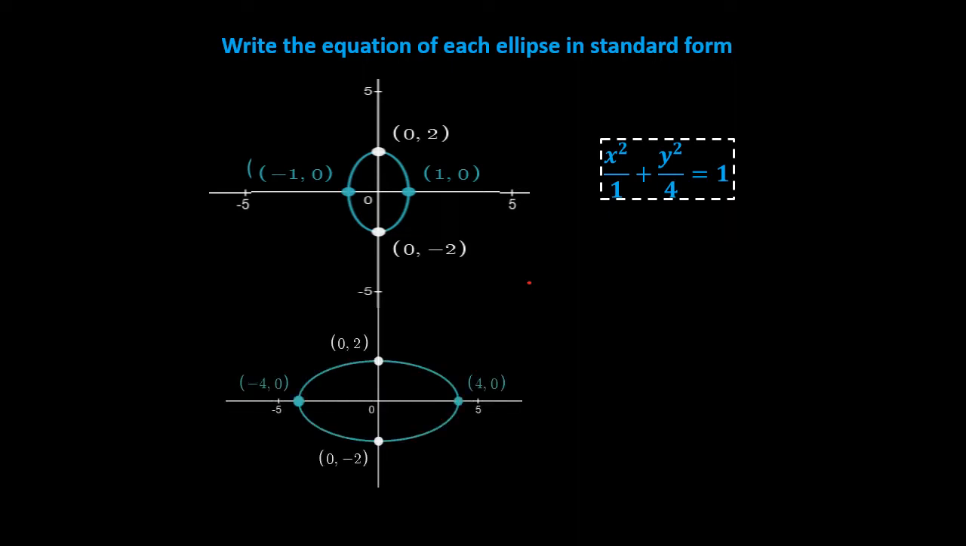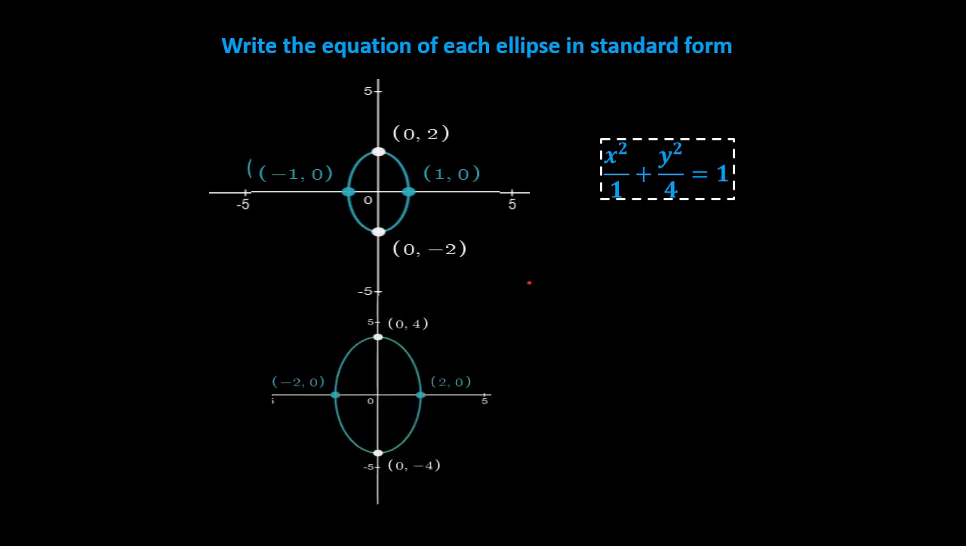Another example, the major axis is horizontal, so my a squared is 16 and it's under x squared, and my b squared is 4 and it's under y squared. Now this one, the major axis is vertical, therefore my a squared is 16 and it's located under y squared, and my b squared is 4 and it's located under x squared.